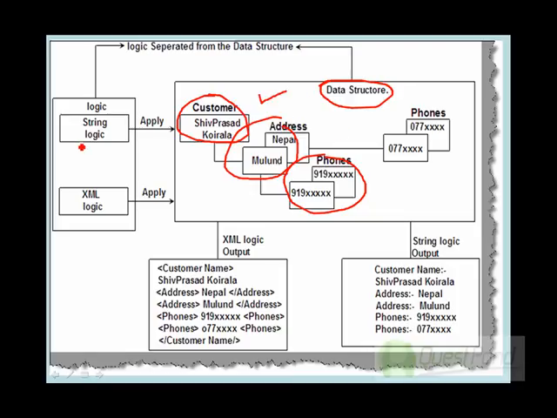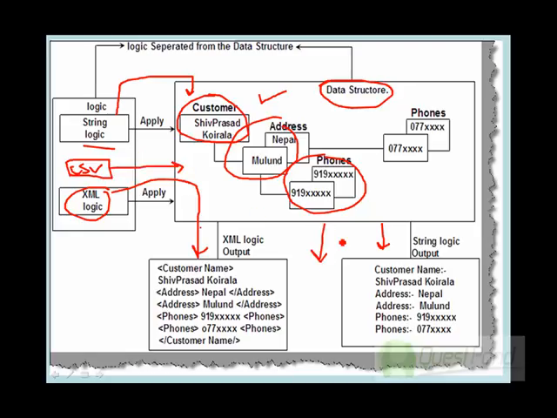Now this is my string logic. So basically my string logic can run through this data structure and give me output of string. My XML logic will run through the data structure and give me output of XML. Tomorrow, I can just add a CSV logic here without even touching this data structure, and it just runs through it and gives me a CSV output. So in short, visitor pattern is all about separating the data structure from the logic.